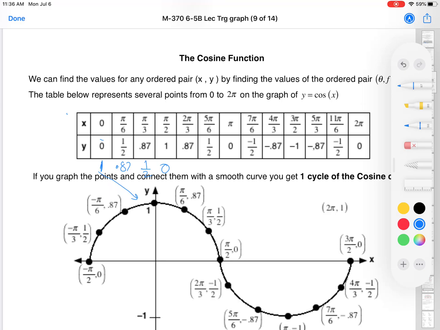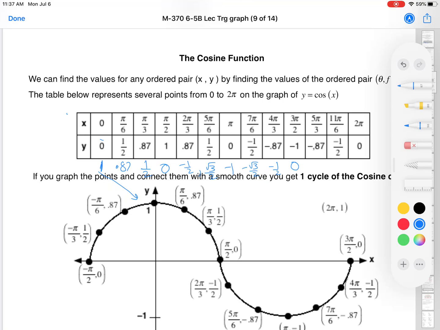2 pi over 3, and it's cosine, so it's going to be negative 1/2. 5 pi over 6, still in that second quadrant, root 3 over 2. Pi is going to be negative 1. 7 pi over 6, negative root 3 over 2, then a negative 1/2, and you're coming right back to 0 at the 3 pi over 2 mark. And you can see that that's being modeled here as well.